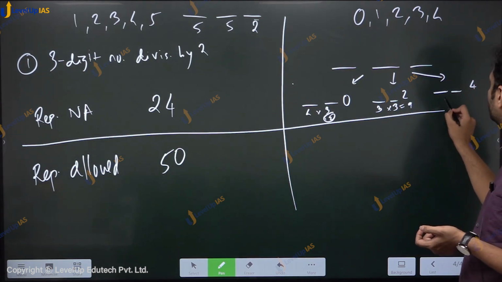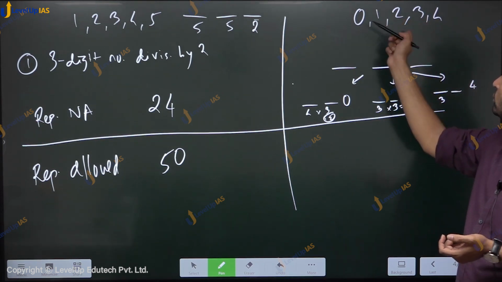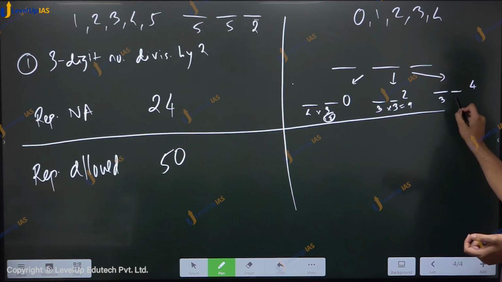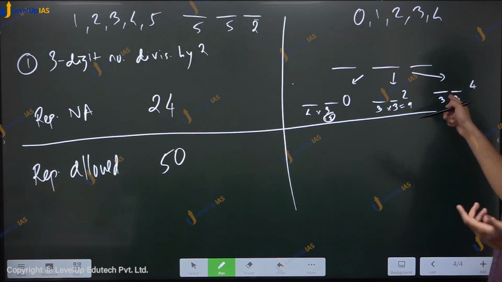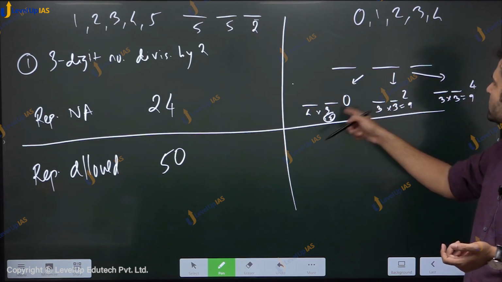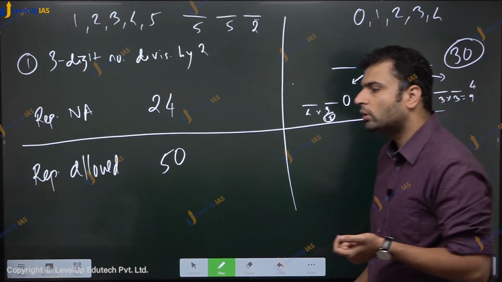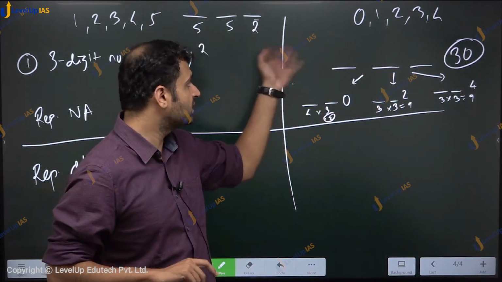Here also, a non-zero number can come, since 4 is used here. So out of 0, 1, 2, 3, only 1, 2, 3 can come here, and for the rest, we have 3 choices at tens place. So we have 9. 9 plus 9 plus 12, total 30 cases like this. I hope you understood why we had to separate the cases.